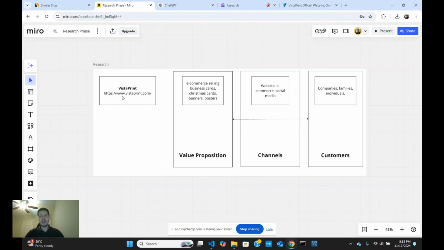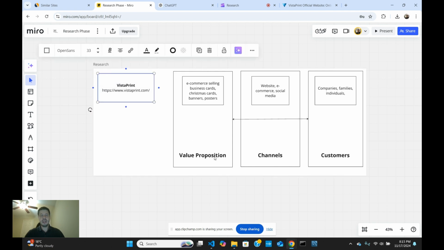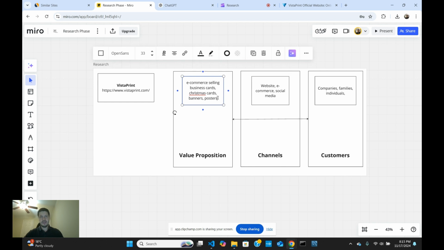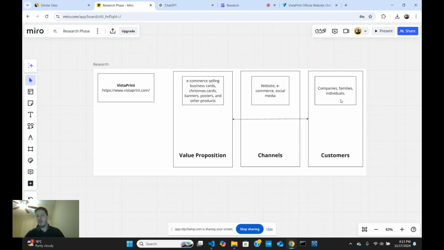What I like to do is take some notes using Miro. I'm just putting here the name of the company. What is the value proposition? Well, we're just selling all that. It's an e-commerce selling business cards, Christmas cards, banners, posters. Let me just be very generic here, and other products. And who are the people who buy this? Well, it can be companies, families, individuals. There is a full spectrum of different types of personas who buy this.